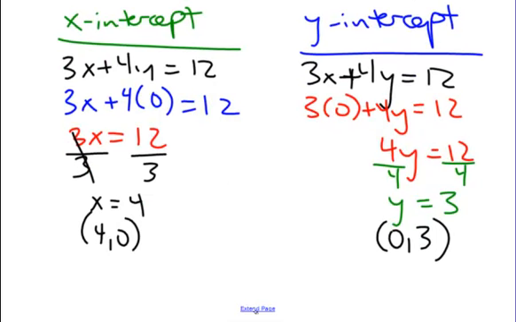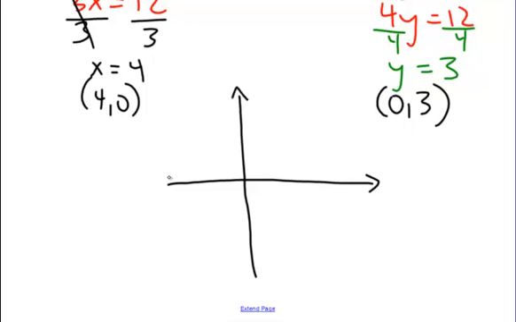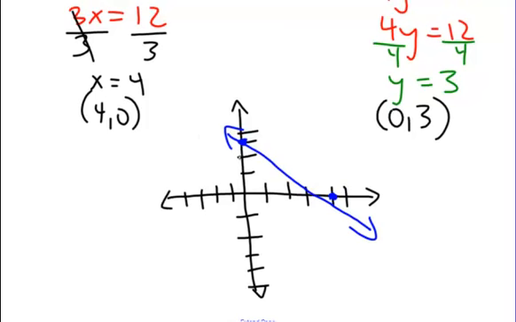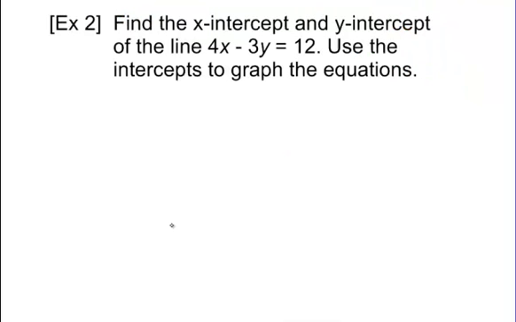So what does that look like when we graph? You have to draw this graph, because that's the whole point of this, right? Not the prettiest graph, but it'll work. We have 4, 0 right there, and 0, 3 right there. So that gives us a nice graph. All we did is find the intercepts. We could actually find the slope from here, but that'll be for next lesson. All right, try number 2 on your own.